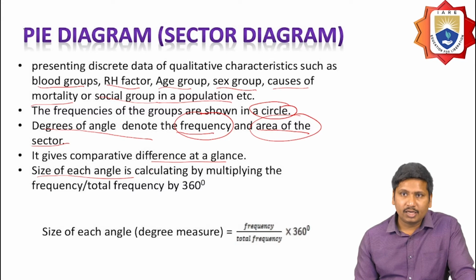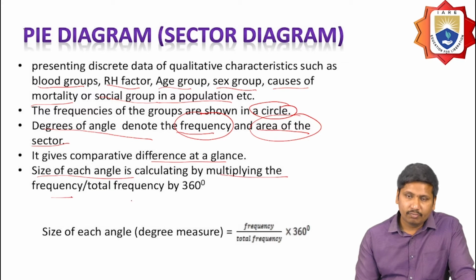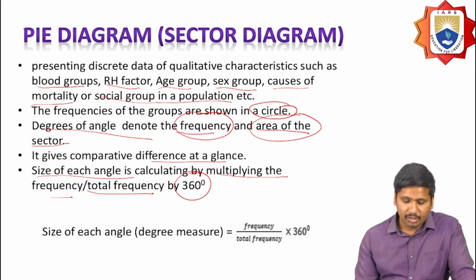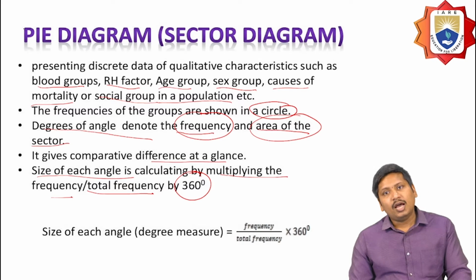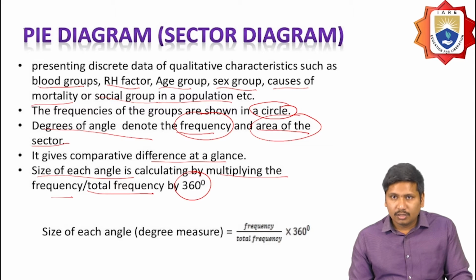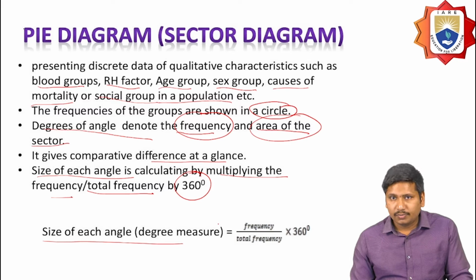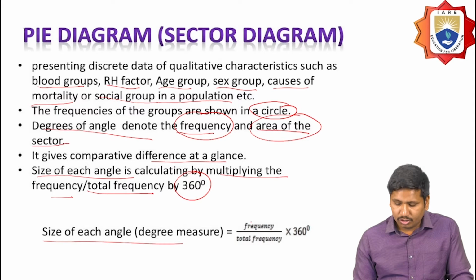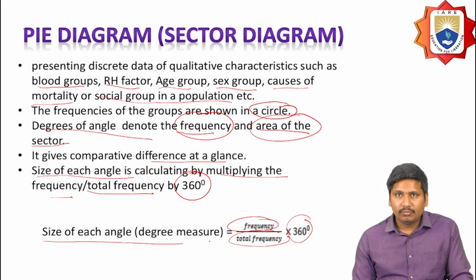The size of each angle is calculated by multiplying the frequency divided by the total frequency by 360 degrees. So how is the angle calculated? The size of the angle is measured by the following equation: frequency divided by total frequency, multiplied by 360 degrees. This can also be called the degree measure.